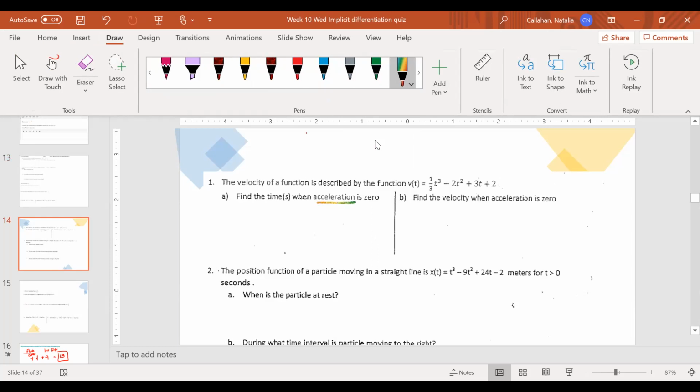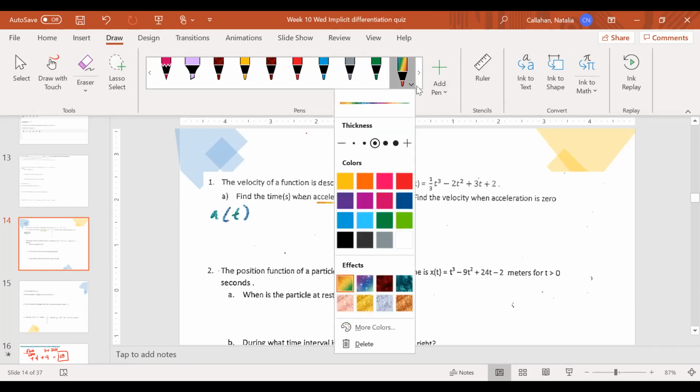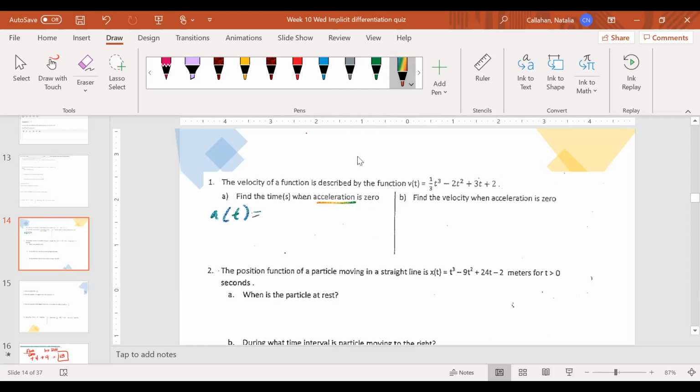Well, given the facts talking about acceleration, you need to find A of t, which is going to equal v prime of t. So whatever that is going to be, find the v prime. And then once you have that, you're going to set it equal to 0 because that's when acceleration is 0. Then you're going to factor it and solve for t, and it is going to equal 2 numbers.